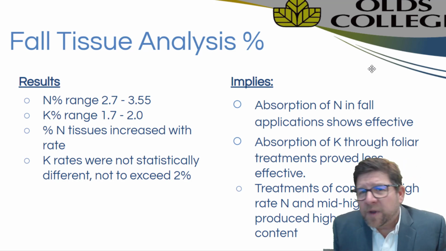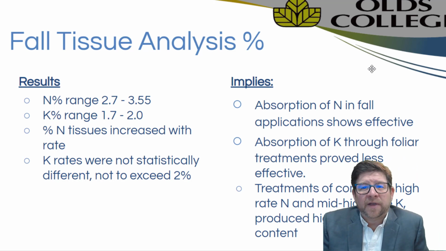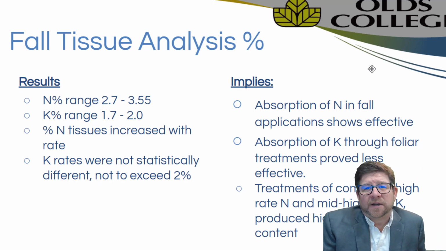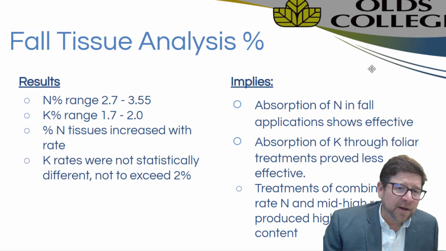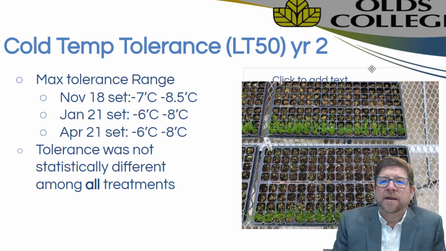So when we look at treatments of combined N and a mid to high rate of K, this produced the highest tissue content of both. So in our studies, we basically were able to see that there was a positive reaction of the two, but we didn't get as much of a kick out of the potassium as we wanted.